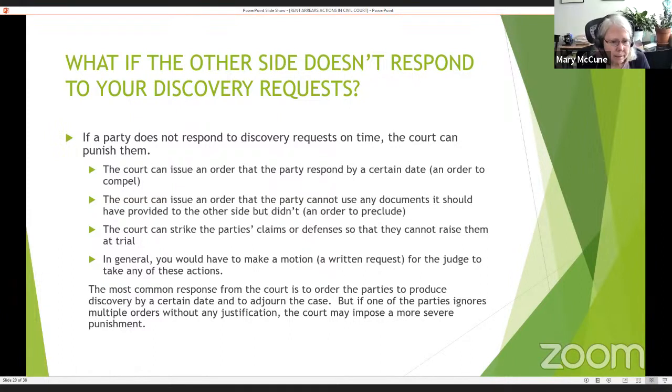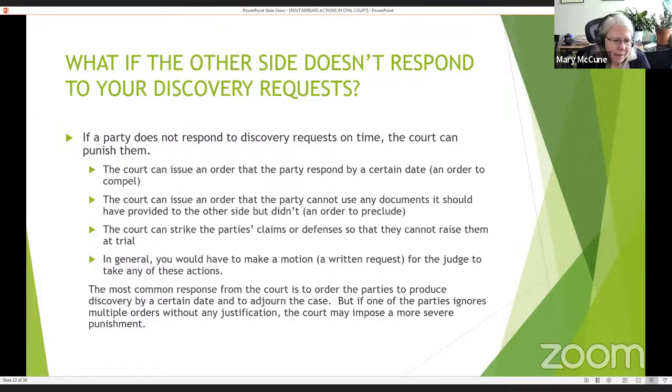It can also work against you. That's why it's always important to respond to discovery from the other side, because if you don't provide answers, then they can say you can't present evidence on your defense as a punishment, the judge, that is. In general, if you want to ask the court to punish them, you need to make a written request called a motion. And that could be a little complicated, but it is possible to do even without an attorney.